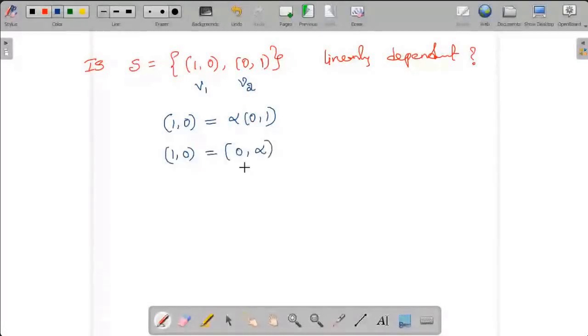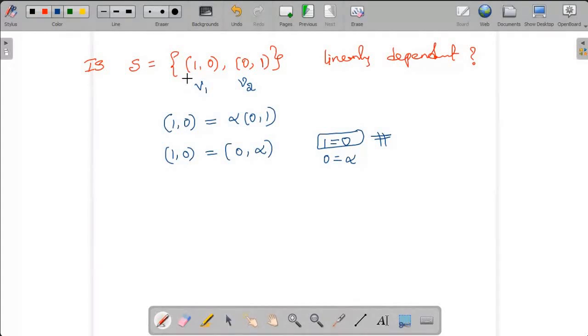Now you solve this equality. When you solve it, you obtain 1 equal to 0 and 0 equal to alpha. But look at the first equation, this is not possible. 1 cannot be equal to 0. So if you want to express this element as a multiple of the other element, it is not possible, because 1 can never be equal to 0. Therefore, we can conclude that the first element cannot be expressed as a multiple of the second element.